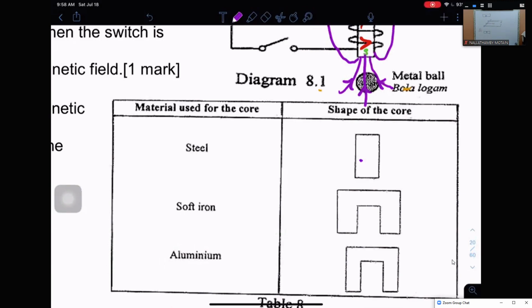If only one is not suitable, we have to choose the C shape or U or N shape, or we say horseshoe. So here, the most suitable core is soft iron. So the answer there: material used for the core, soft iron. The reason why we choose soft iron? Because it is easily magnetized and demagnetized. This point will be repeating again.